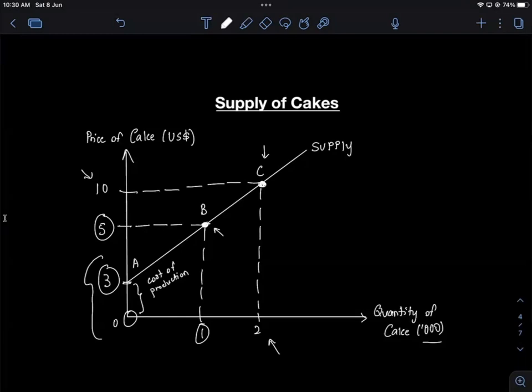So hopefully this is a simple explanation of what supply is, what the law of supply is, and why there is this gap between the origin and the y-intercept in this concept.